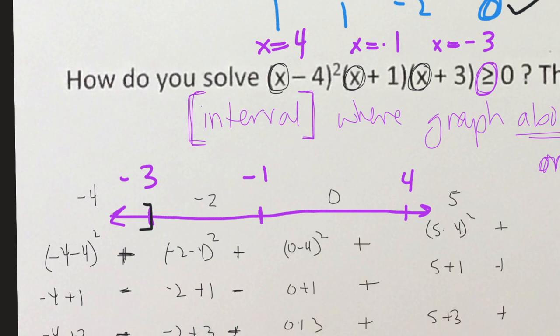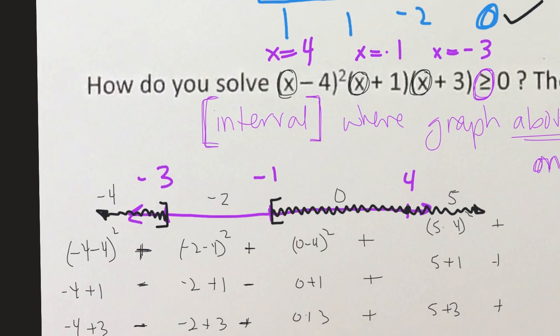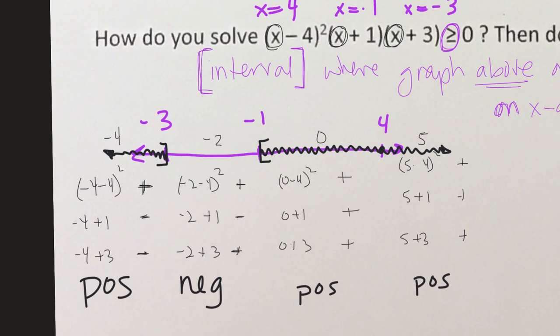So we get positive and positive, which means that our intervals are going to be anything less than negative 3 and everything greater than negative 1. Okay, 4 is included in there because 4 is where it equals 0. So we would write our answer something like this. From negative infinity to negative 3 with a bracket, and then again from negative 1 to positive infinity.